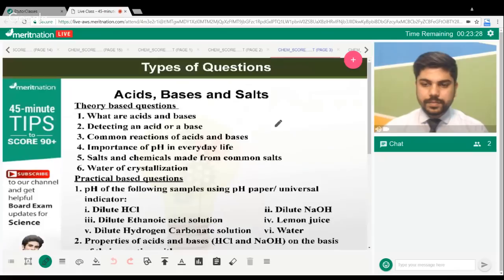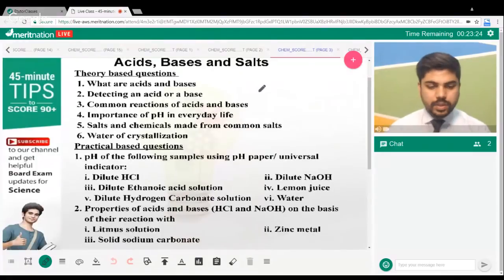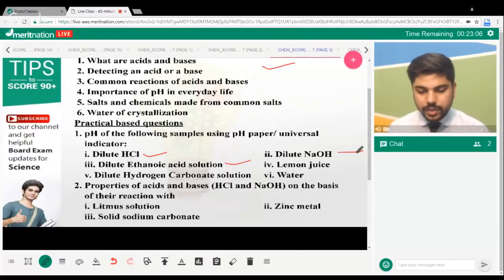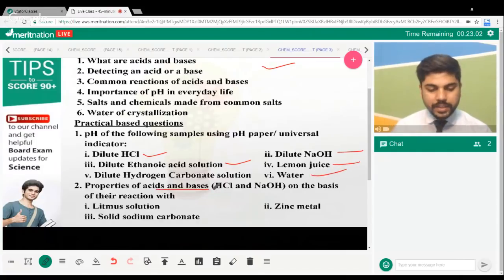Now, if I talk about acids, bases, and salts, theory based questions are the topics we have already discussed. From the practical based questions, the pH of the following samples, like what will be the pH and what will be the effect of these chemicals on litmus paper. So it can be asked directly. So these are basically your practical based questions. And the properties of acids and bases, what will be the effect on litmus solution, sodium carbonate solution, zinc metal. So they can be asked.